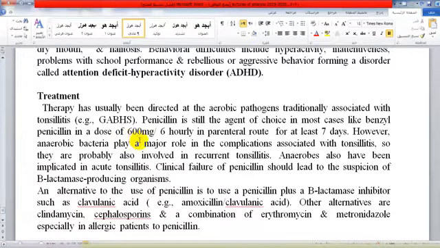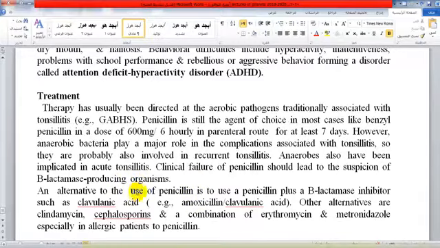However, anaerobic bacteria play a major role in the complications associated with tonsillitis. So they are probably also involved in recurrent tonsillitis. Anaerobes also have been implicated in acute tonsillitis. Clinical failure of penicillin should lead to the suspicion of beta-lactamase producing organisms.